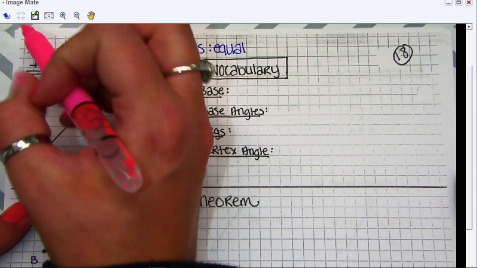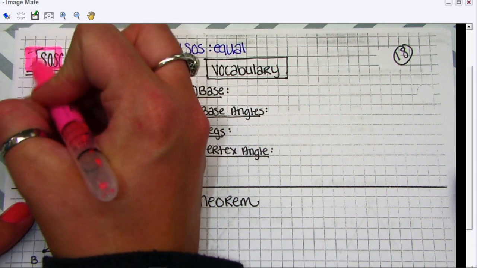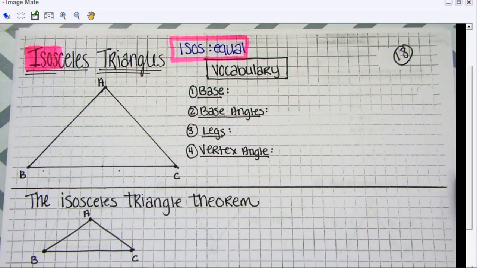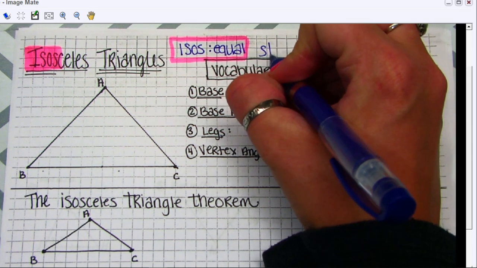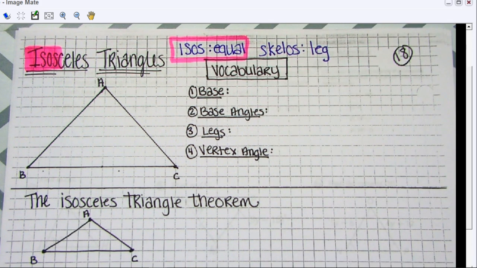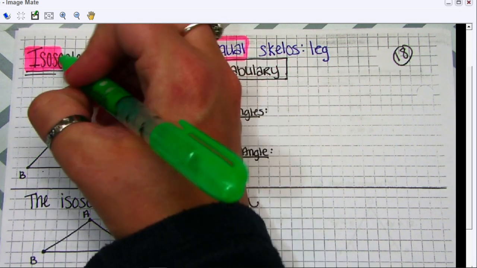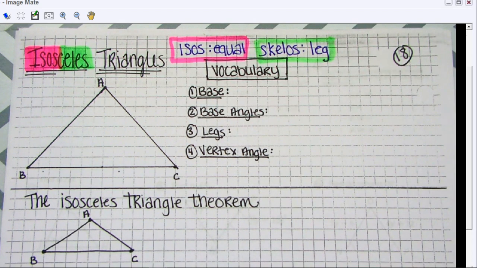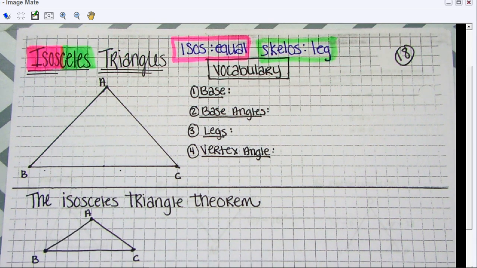So the isos, this term stands for equal. Okay, equal. The next part, the celes, in Greek it's skelos, which means leg. Okay? So the definition of isosceles triangle is that the legs are equal. That is what the word means in Greek. So those are the different parts of the word. It's a pain to spell. Isosceles triangle literally means two equal legs. By definition, that's what isosceles means.